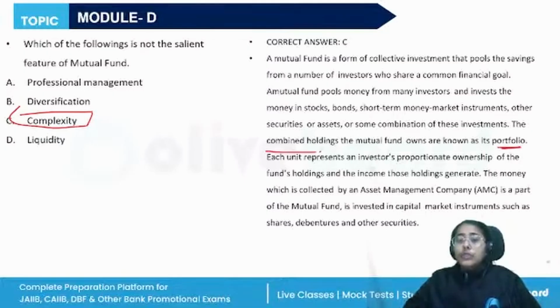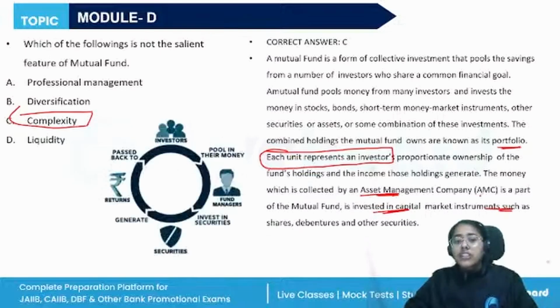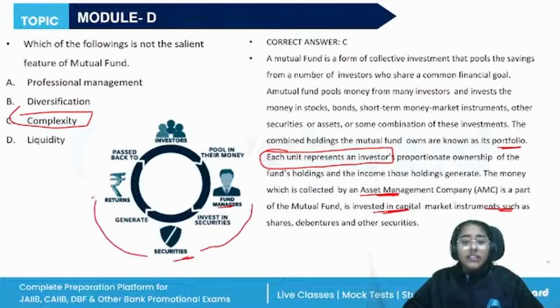Then each unit represents one investor's proportionate ownership. Then the money which is collected by the asset management company is invested in the money market instruments as shares, debentures, and other securities. So this is the process. Investors pool in their money with the fund managers who invest in the securities. Securities generate returns, and proportionately the returns are paid back to the investors. Right? So these are the features.